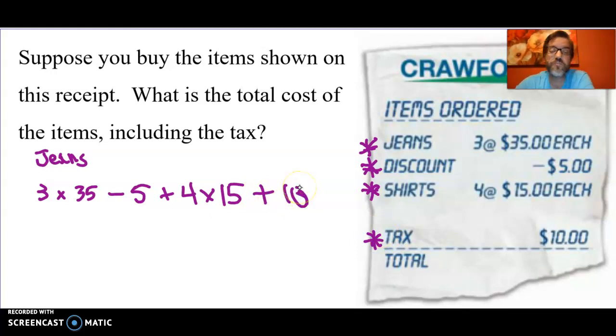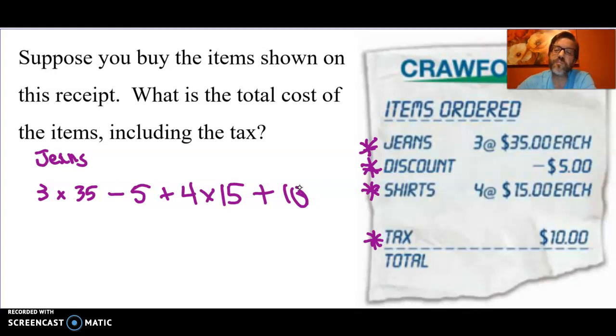The nice thing is here in Minnesota, we don't have tax on clothing. They do tax clothing in Wisconsin, but each state decides that for themselves, and Minnesota does not tax clothing. So this Crawford's must be in somewhere other than Minnesota.